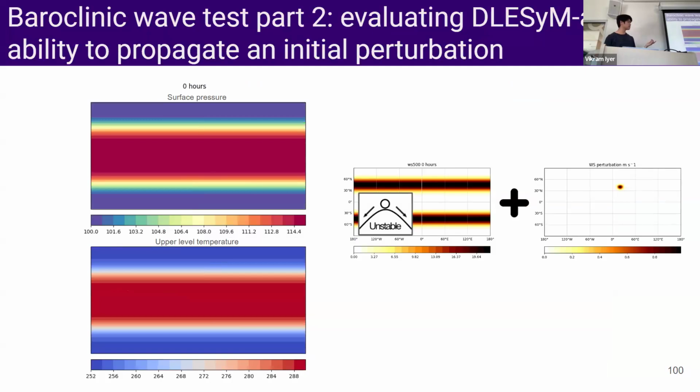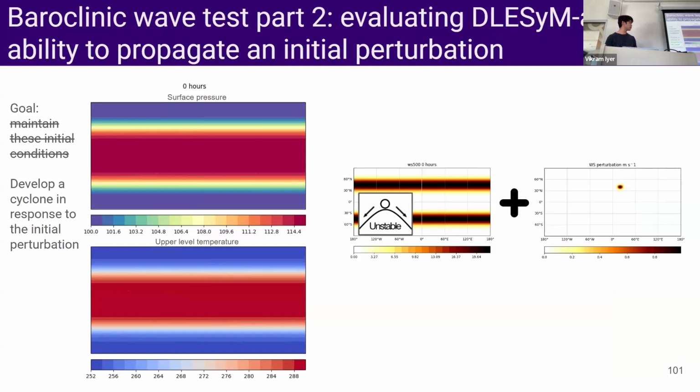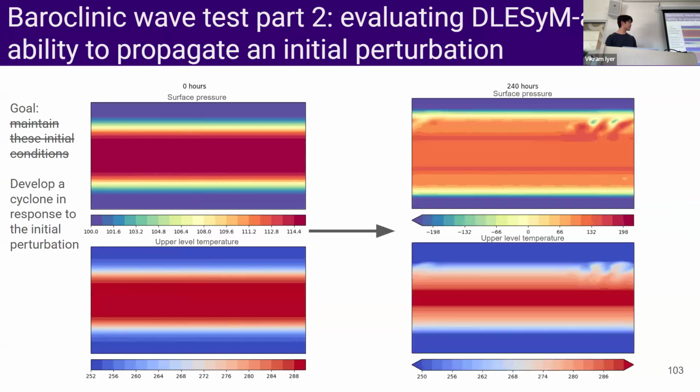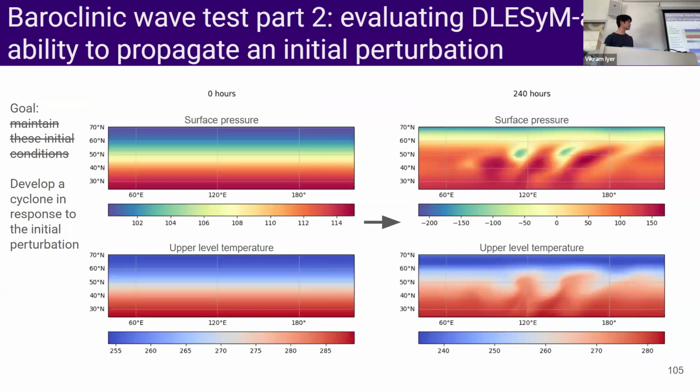Recall that we're knocking it off by putting a small perturbation on the wind speed field, and we want to see a cyclone develop in response. So what you'll see is that we have our initial conditions here, and after putting in our tiny perturbation on the wind field, 10 days later, we see some interesting development in the box there, downstream of where we put the initial perturbation in on the star.